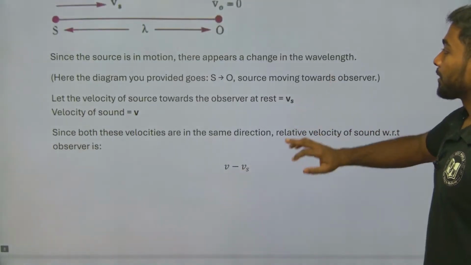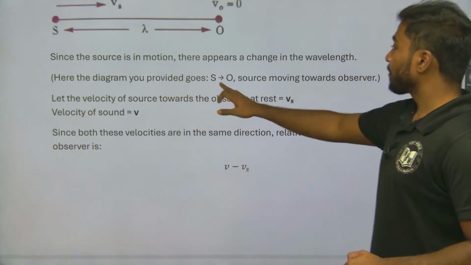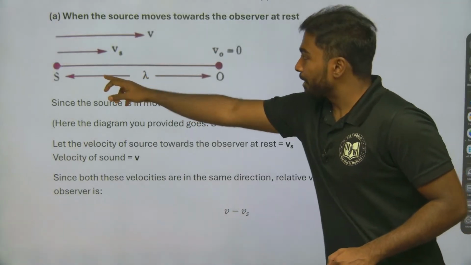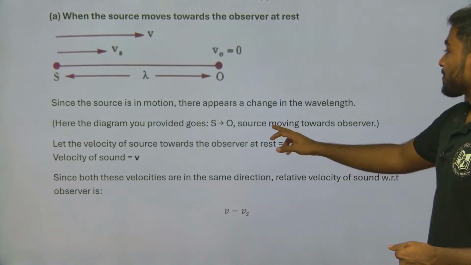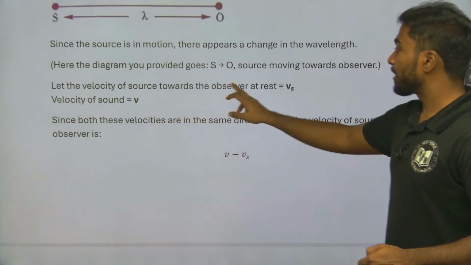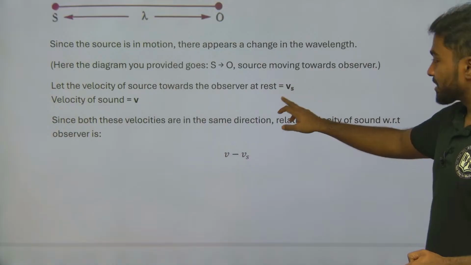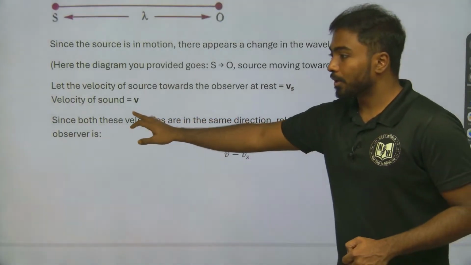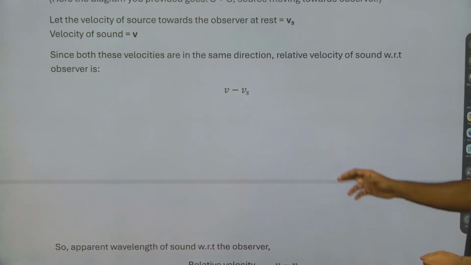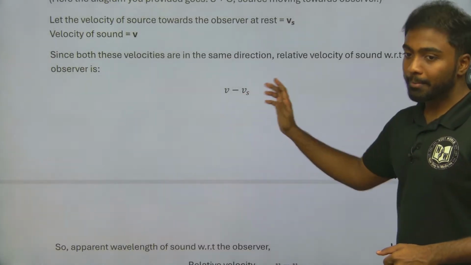Here the diagram you provided goes from S to O, from source moving towards the observer. Let the velocity of the source towards the observer at rest be Vs, and the velocity of sound be V. Since both velocities are in the same direction, the relative velocity will be V minus Vs.